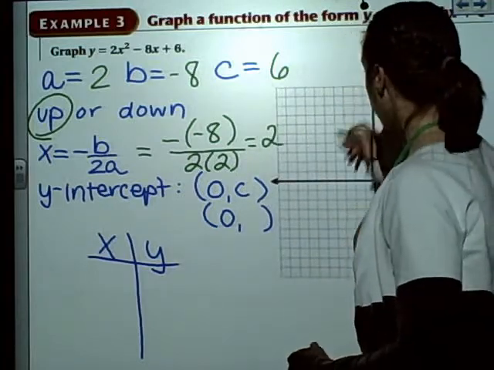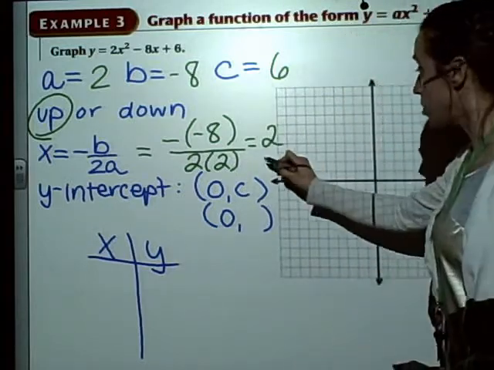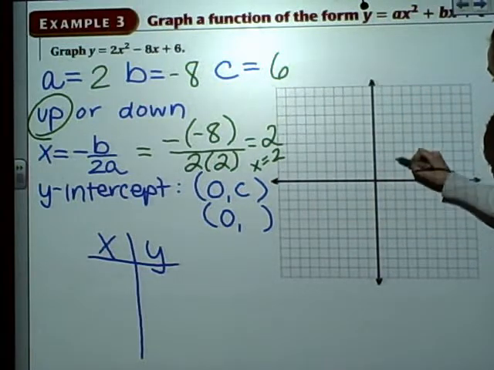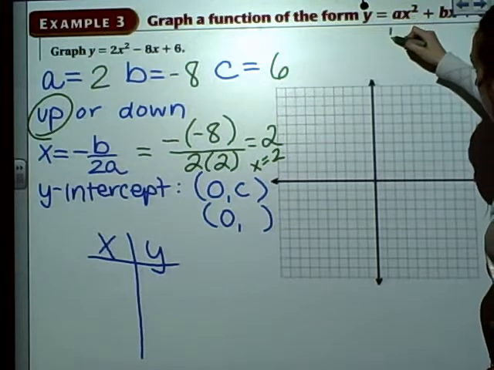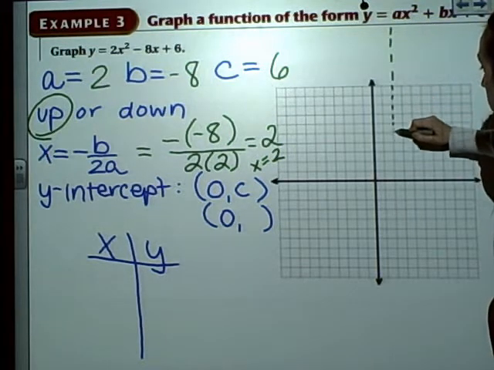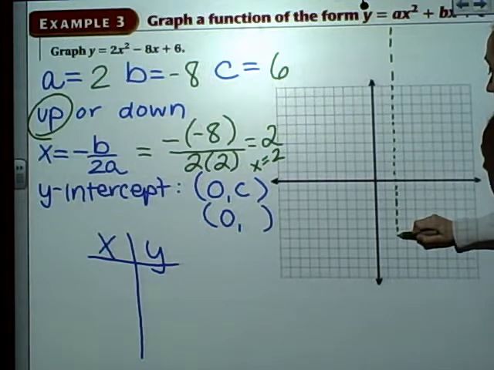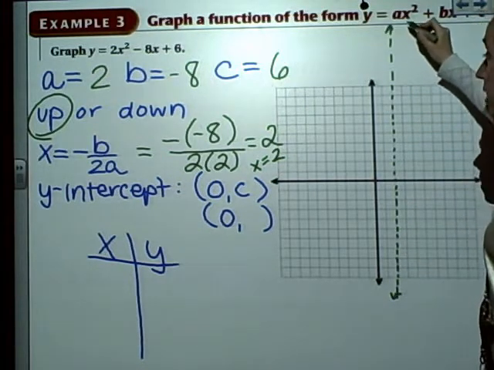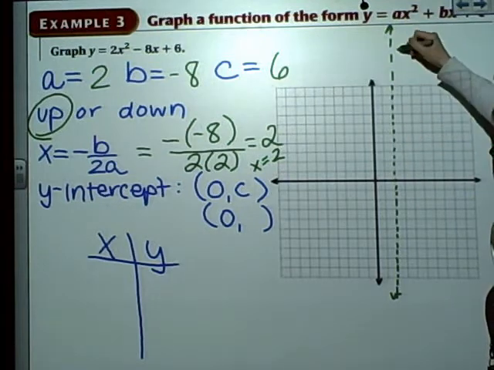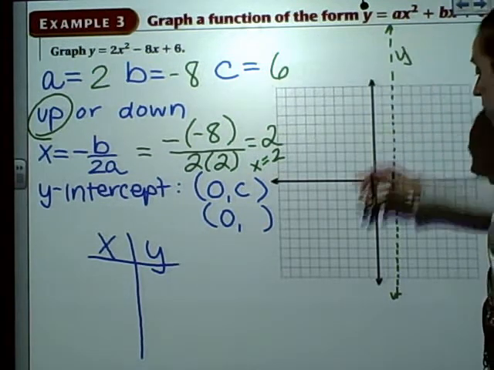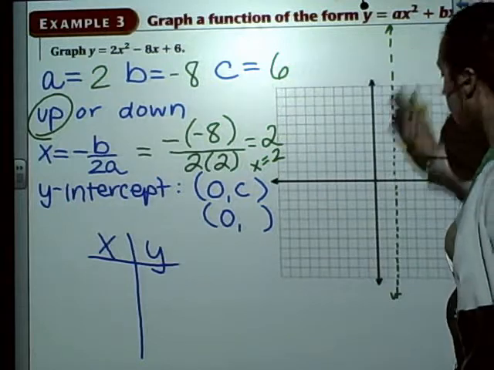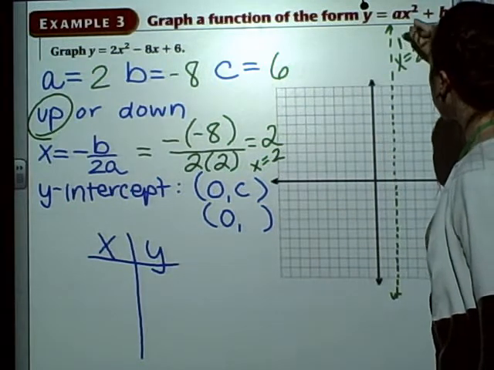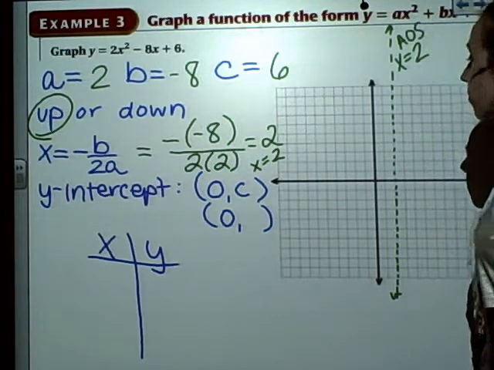So that means that at x equals 2, I have my axis of symmetry. And I usually draw my symmetry line in with a dotted line, because it's not really a line on your graph per se, it's just a way to help you graph it. So this is, not y, this is x equals 2. This is your axis of symmetry.